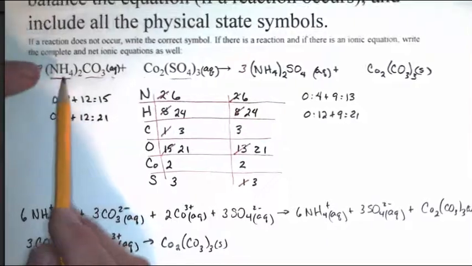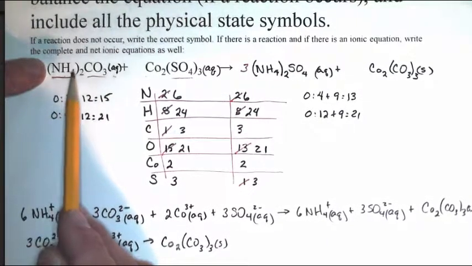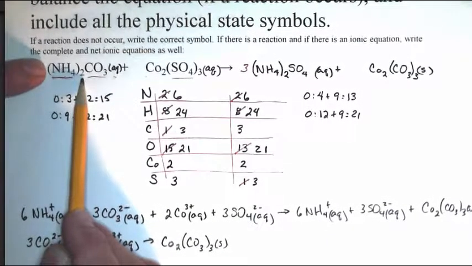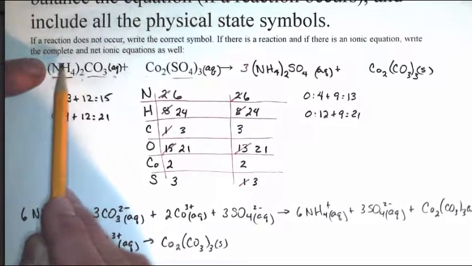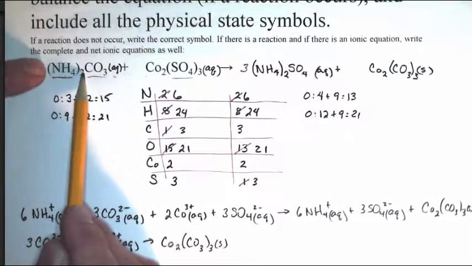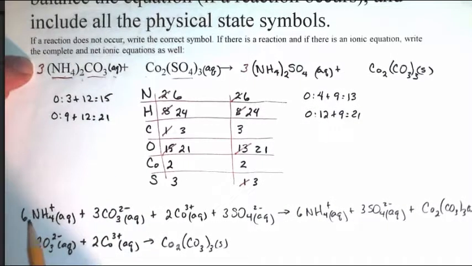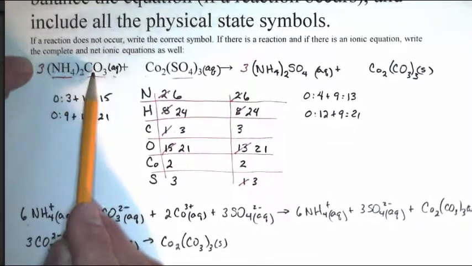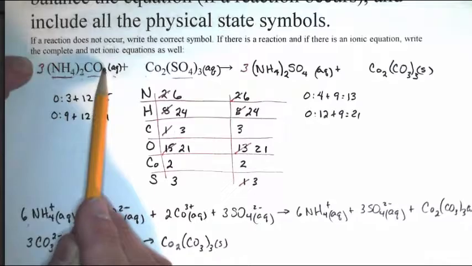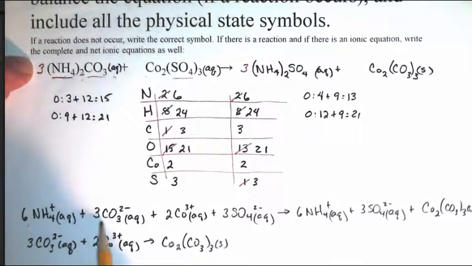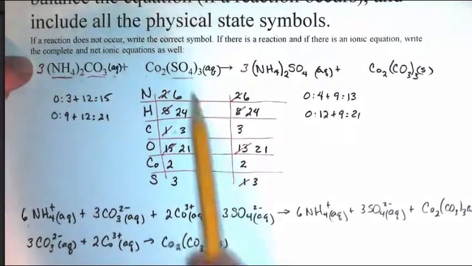This NH4 is in a parentheses. I got a 2 outside. That means I've got 2 NH4s because of this, and the coefficient 3 means I multiply all that by 3, so that gives me 6 NH4s. The 3 over here multiplies the 1 carbonate by 3, so I get 3 carbonates.